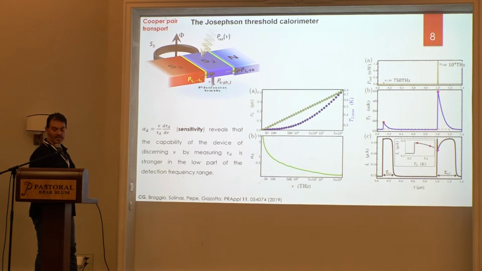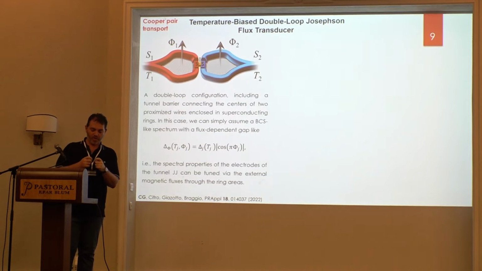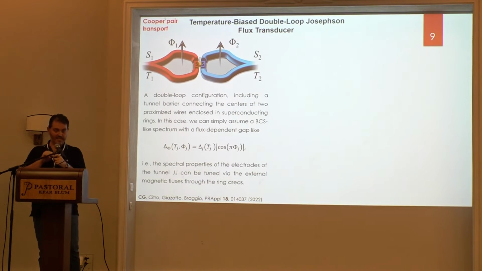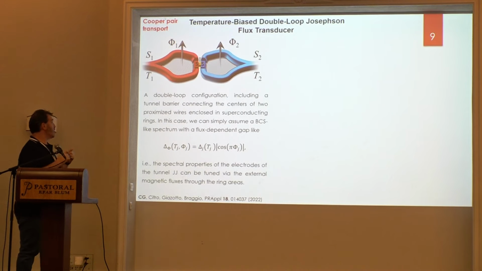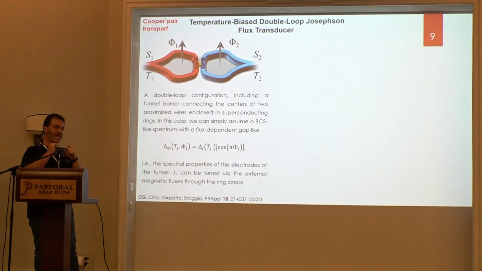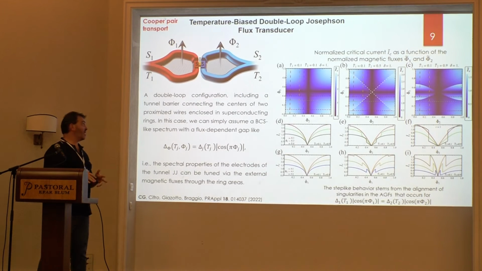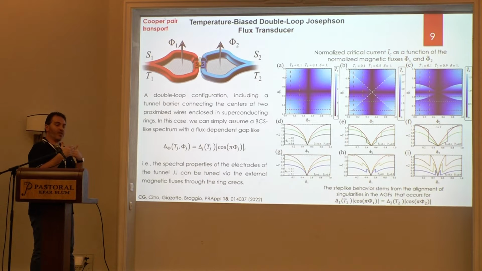To overcome this problem, we thought of another configuration in which we have a tunnel junction between two proximized leads, in the middle of two proximized leads. Each of these leads of this wire was enclosed in a superconducting loop. In this way, the gap is controllable by the external fluxes. So we still need the presence of a thermal bias, but we don't need the fine control of it, and we can address the fine control with the external fluxes.